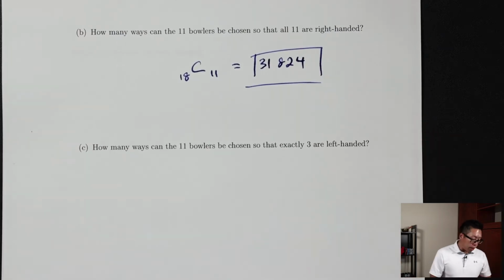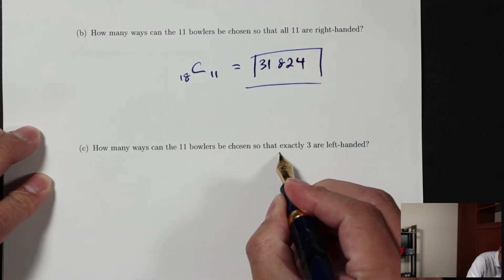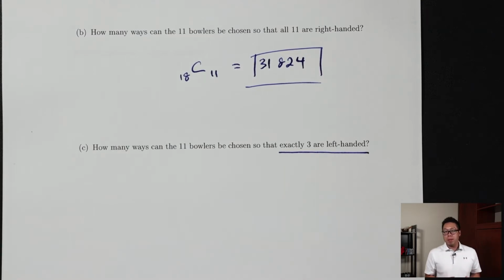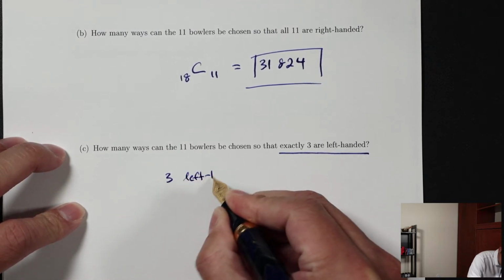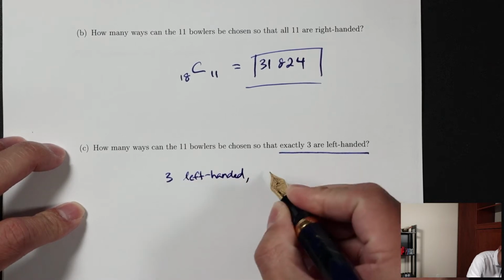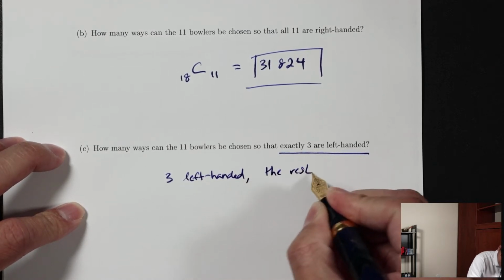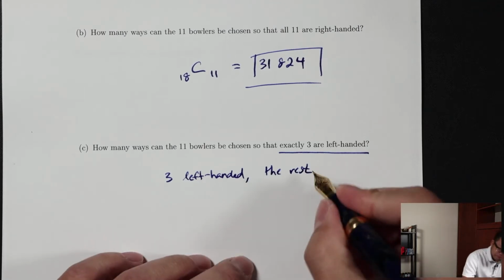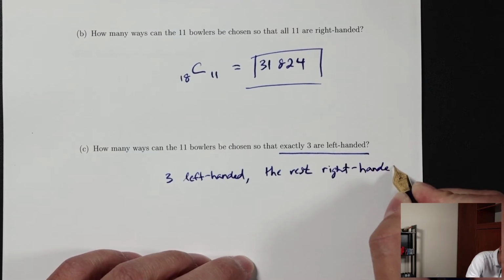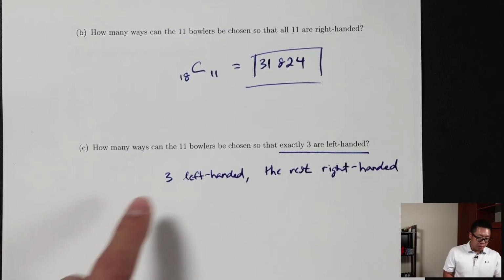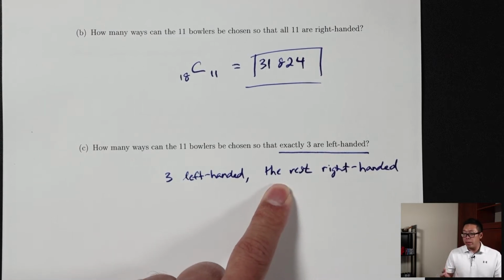Okay, last part. How many ways can the 11 bowlers be chosen so that exactly 3 are left-handed? Okay, so keyword here is exactly 3 left-handed. What does that mean? So if I want exactly 3 left-handed, what I mean is I want 3 left-handed and the rest I want to be right-handed. So exactly 3 left-handed means 3 left-handed and the rest right-handed.